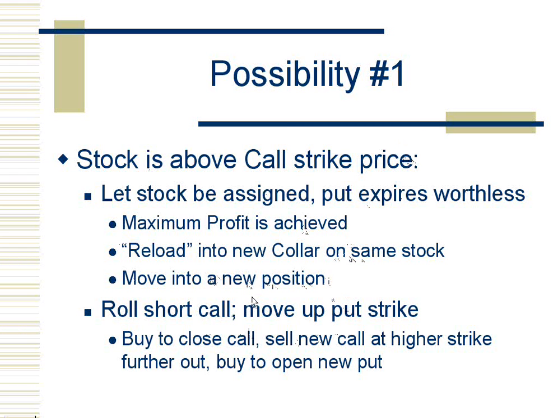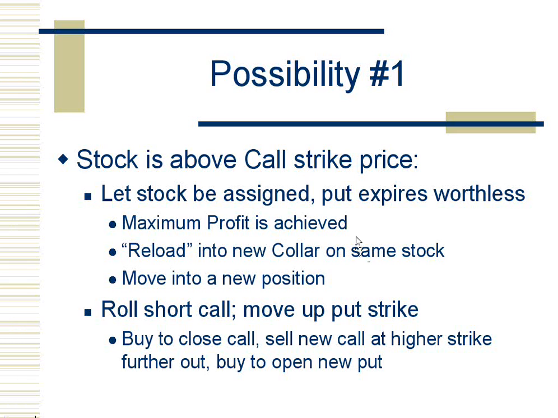Okay, we could roll the short call, move up the put strike price, but we would do this, of course, as we get close to expiration. We can buy to close the call, sell a new call at a higher strike price, and either sell to close the current put or just let it expire and then buy to open a new put that's an additional month out in time.